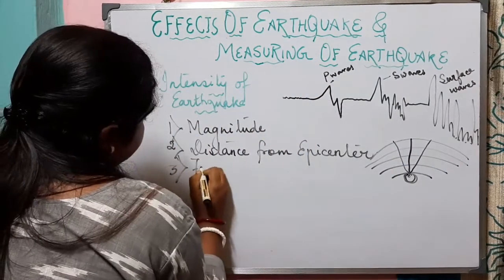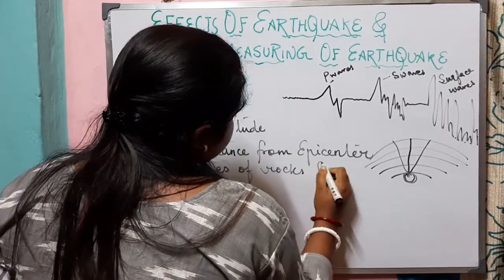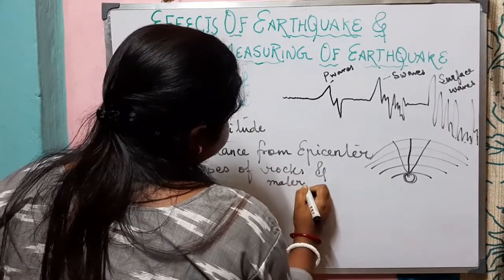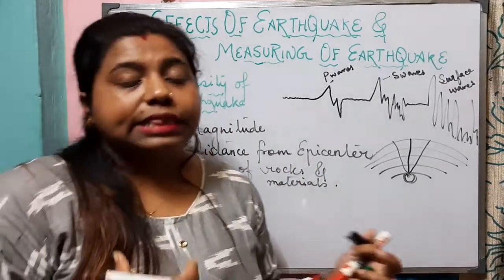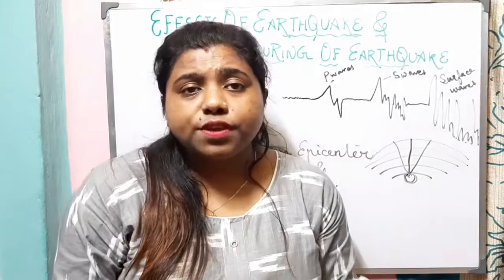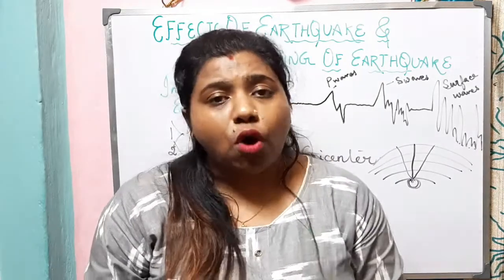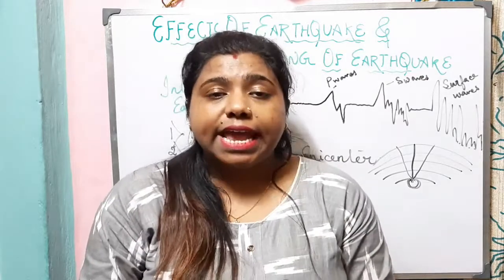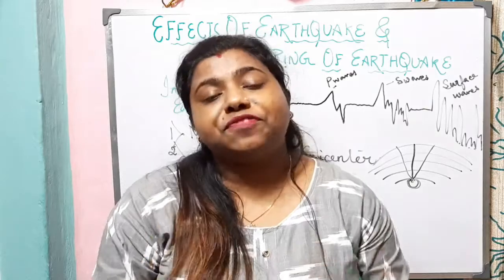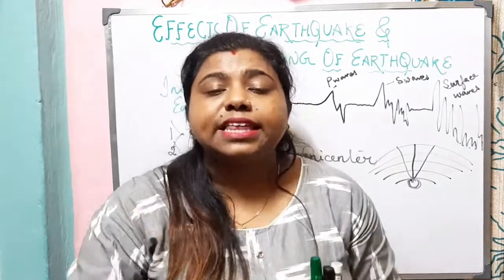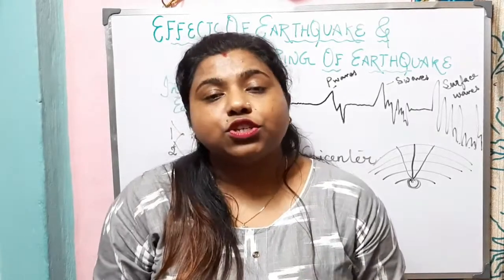And number three, the types of rocks and materials available. That means if the rocks will be stronger, then more will be the intensity. If the rocks are weaker, then the intensity of earthquake will be low. We cannot stop the earthquake to occur. What we can do, we can take some preventive methods, some preventive checks by which we can reduce the effect of earthquake. So now let us see which are the preventive checks that we can do by which we can reduce the effect of earthquake.